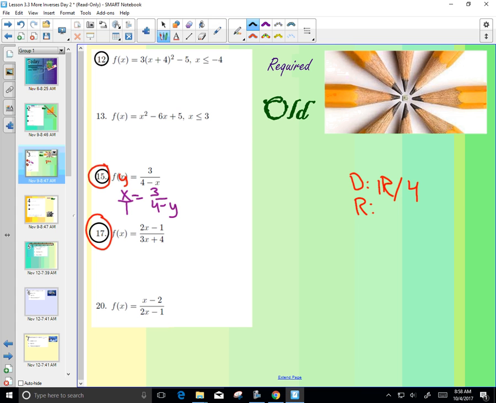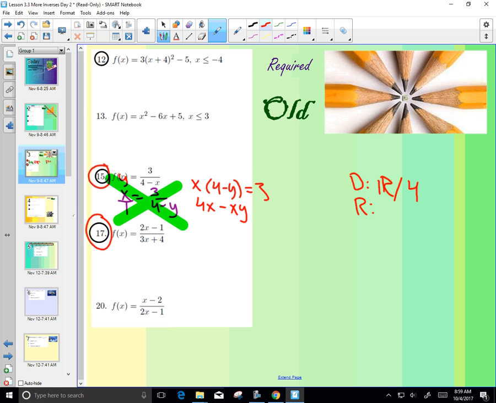You know what cross multiplying is, right? So if we cross multiply, you're going to get x times 4 minus y is equal to 3 times 1. And then I get 4x minus xy equal to 3. Let's get the y by itself. So I'm going to add xy to both sides. And you get 4x is equal to 3 plus xy. Subtract the 3.